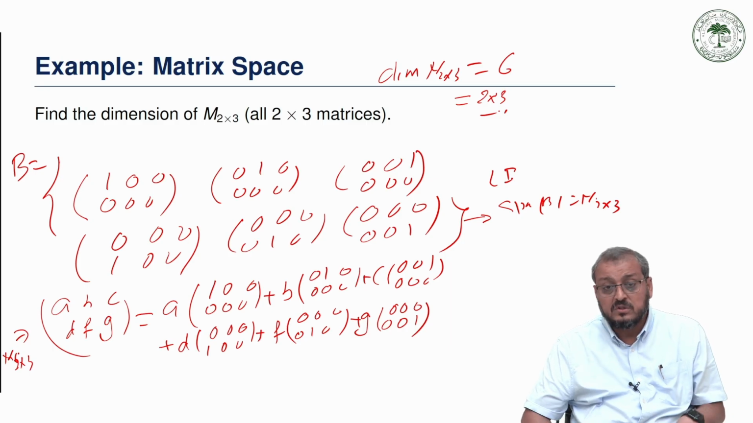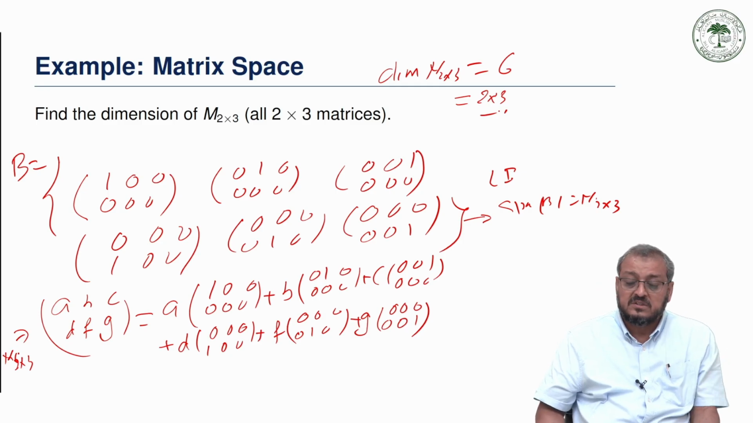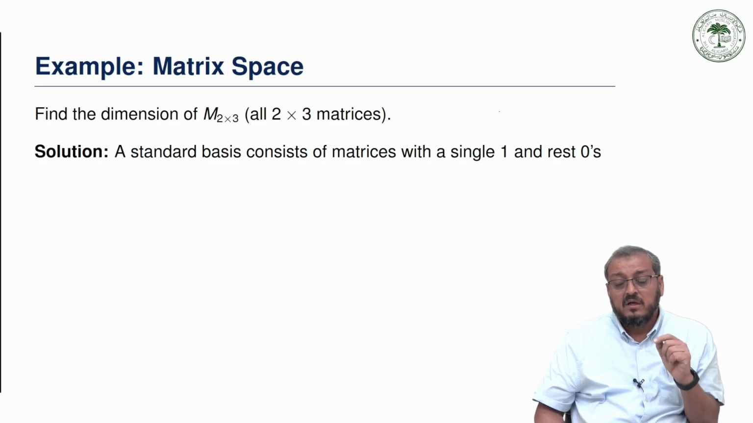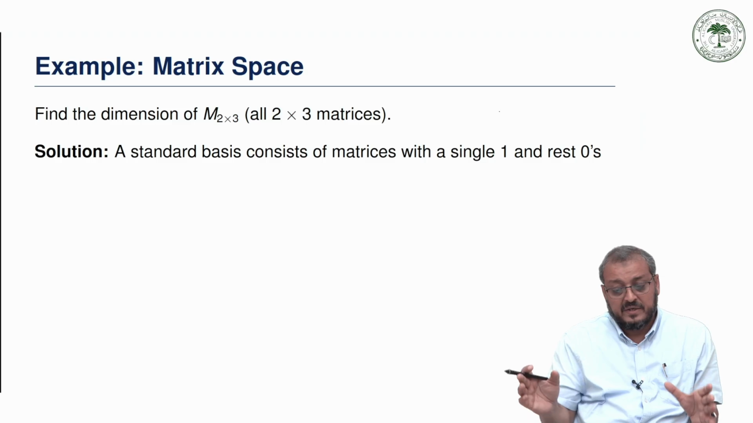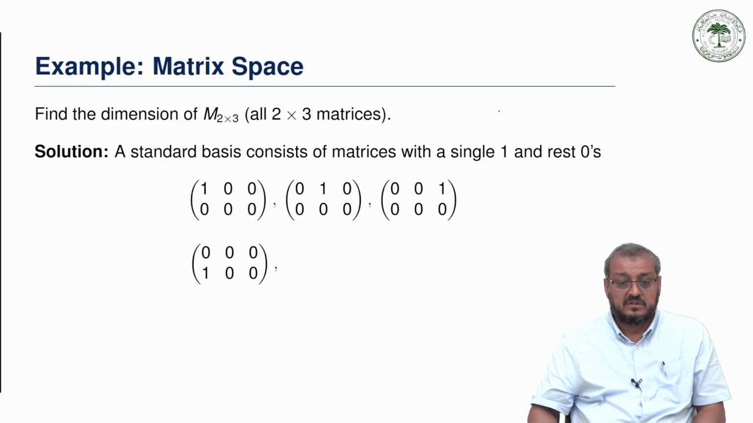So the number of rows times the number of columns gives the dimension of such a matrix space, which forms a basis. The number of elements is 6. So this means a standard basis. These bases are called the standard basis, where a matrix has a single one and the rest of the entries are equal to 0.